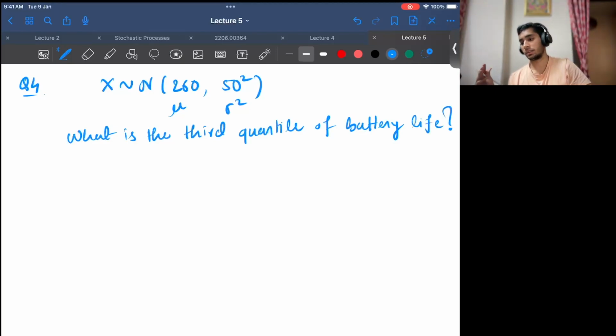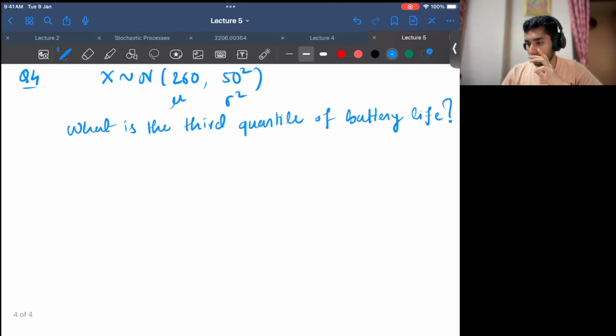This is the question. So I hope the question is clear. Again, what is it? To answer this, we need to know what we mean by third quartile, right?